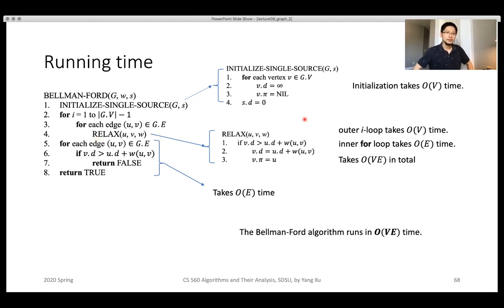Okay, so that's it for today's lecture, and in the next lecture we'll look at a special case of finding the shortest path in a special type of graph, which is the DAG, directed acyclic graph, and we'll also introduce another algorithm, which is Dijkstra's algorithm.